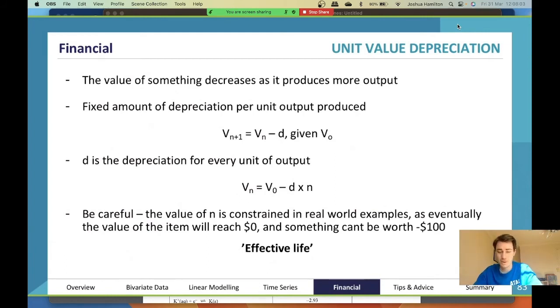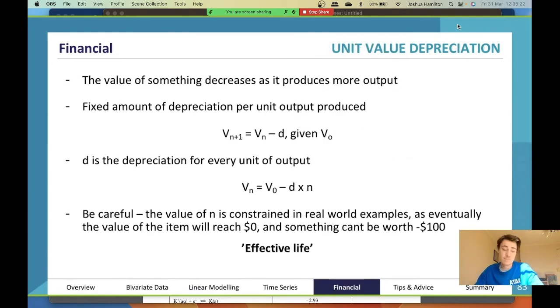So really, really important that you understand that this is a real world example. It's restrained within that real world example, and you can't go into things that don't make sense. So it has to have its effective life within a real life example.